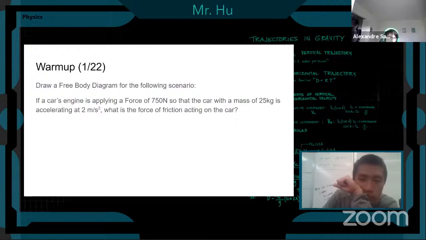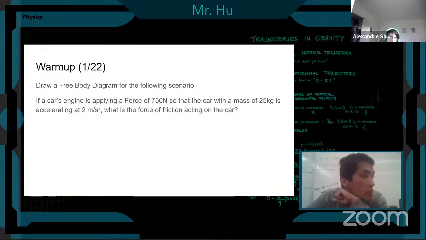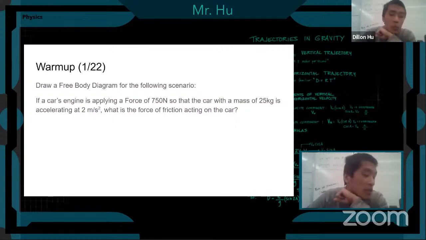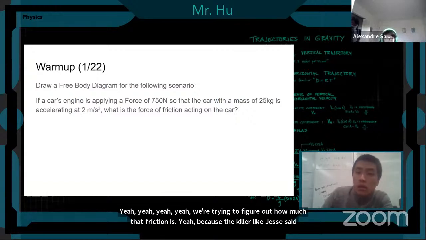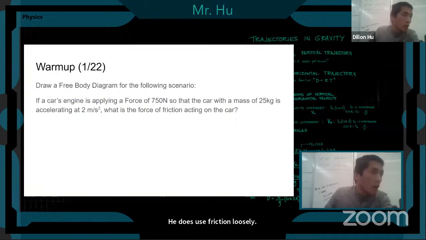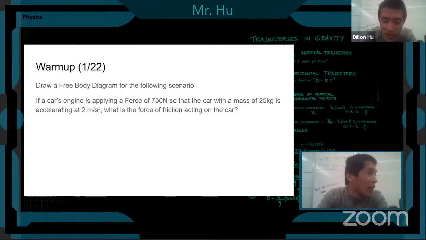Should we consider that there is friction? Sorry, like actual friction against the car? Yeah. We're trying to figure out how much that friction is. Yeah, because the car does use friction loosely to move. So we're considering that the friction is pushing against the car and it's slowing it down. Is there also a resistance in this problem? Ignore air resistance. In general, you can ignore air resistance unless the problem specifically specifies it.